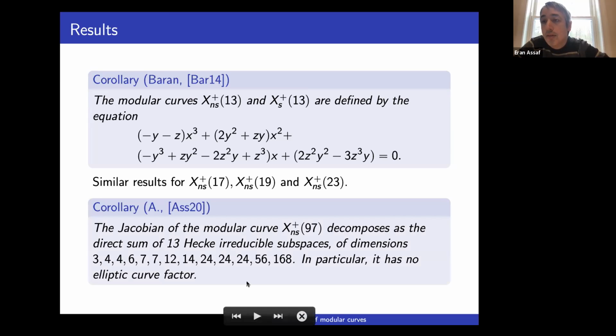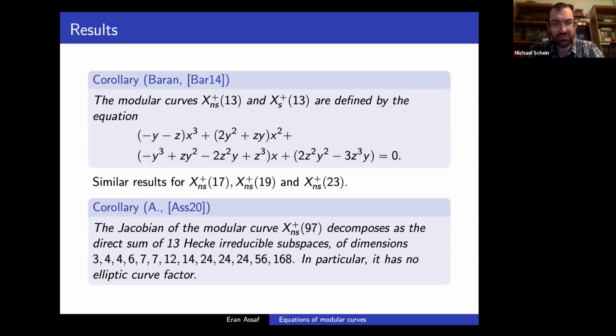As another corollary of this approach, since we are working directly with the group, we also have the decomposition of the Jacobian of this modular curve. And we could obtain, for example, a new result regarding the decomposition of the Jacobian of the non-split Cartan at p equals 97. In particular, we've shown that it has no elliptic curve factor, which is expected to occur for all non-split Cartan modular curves.